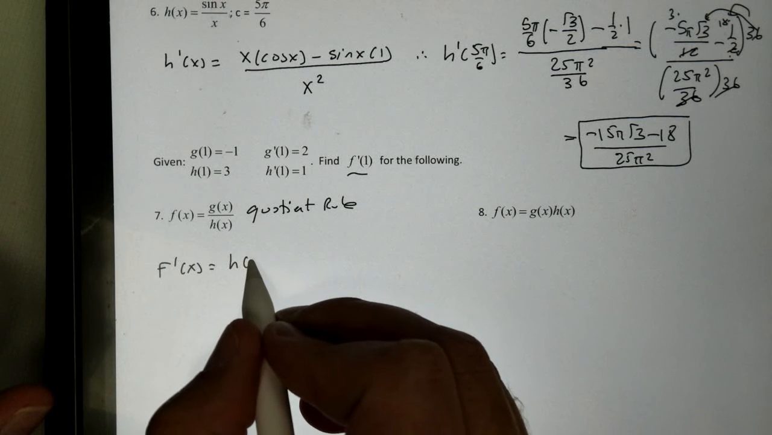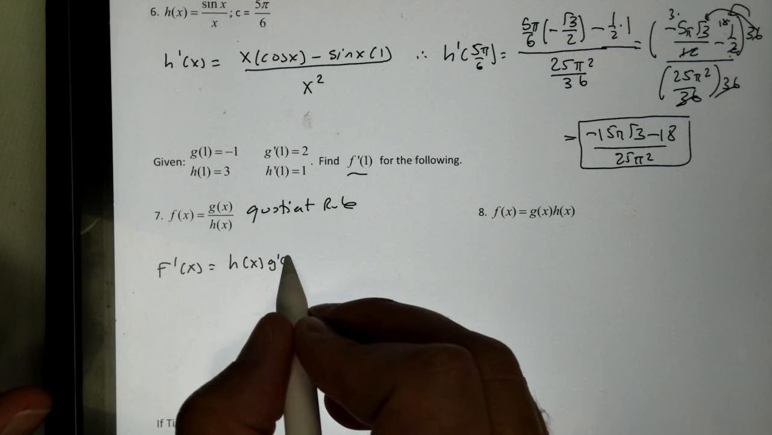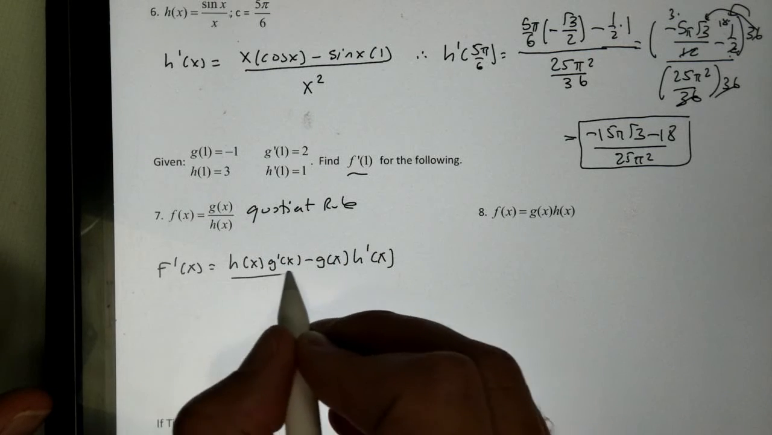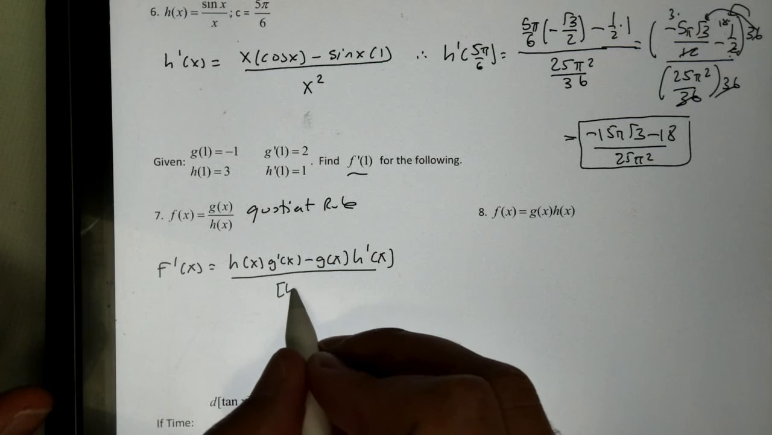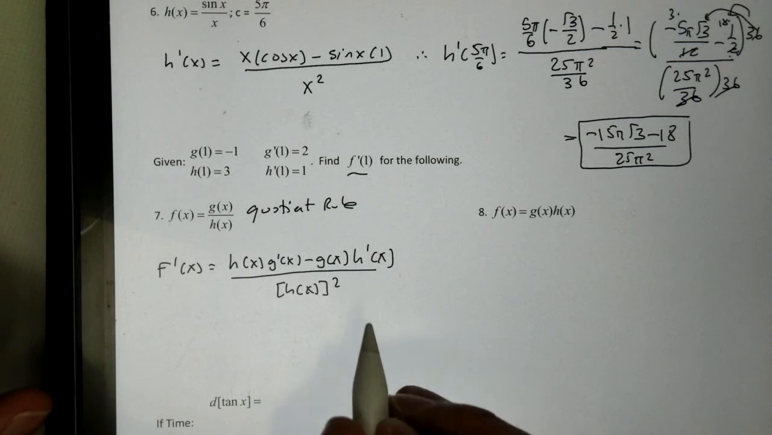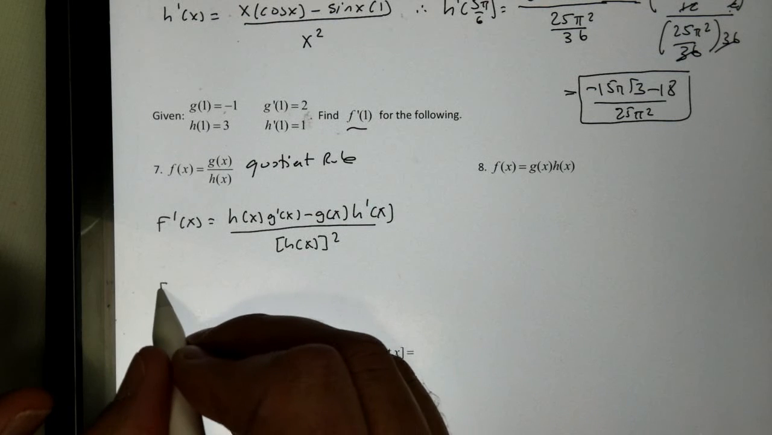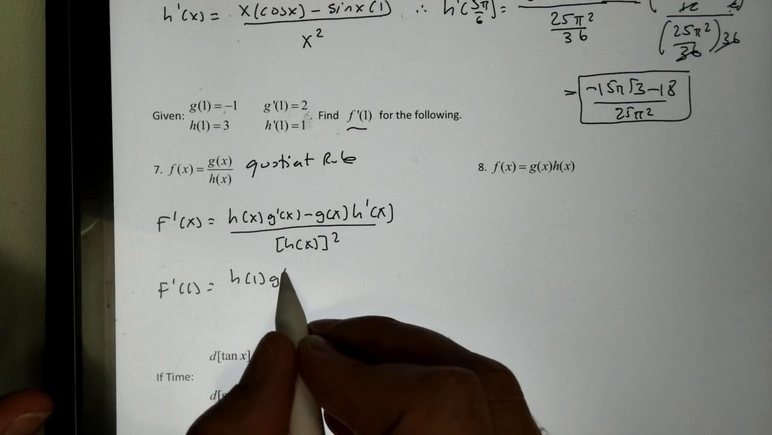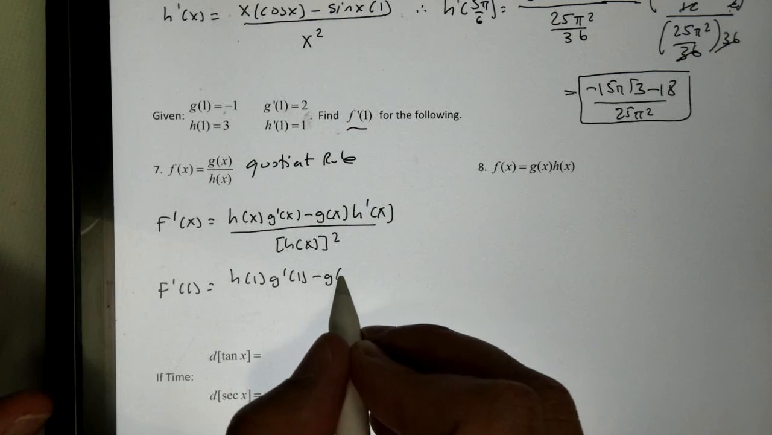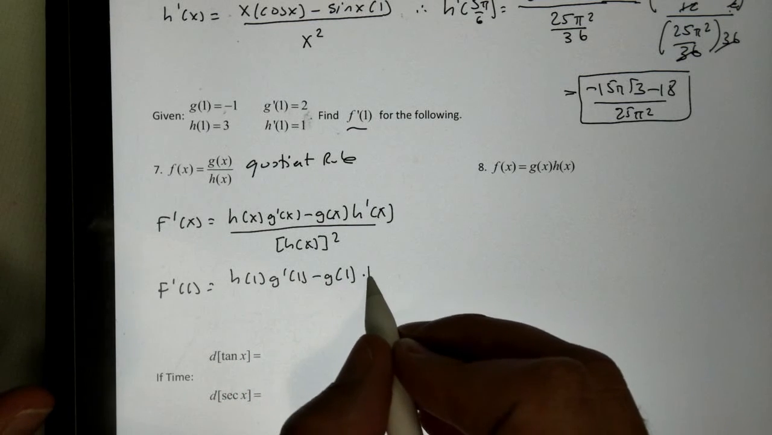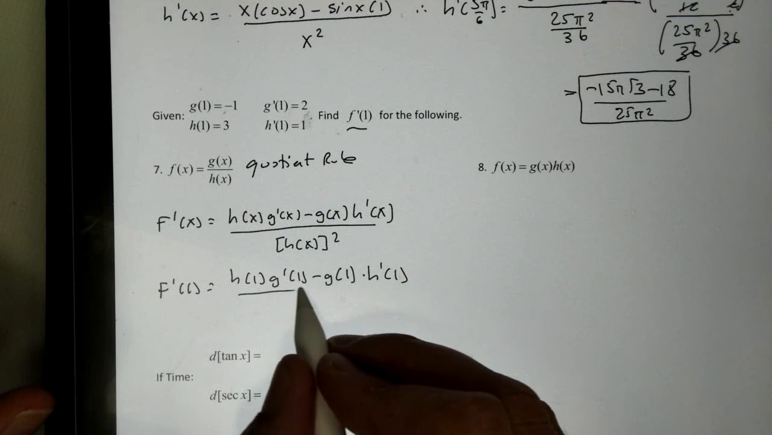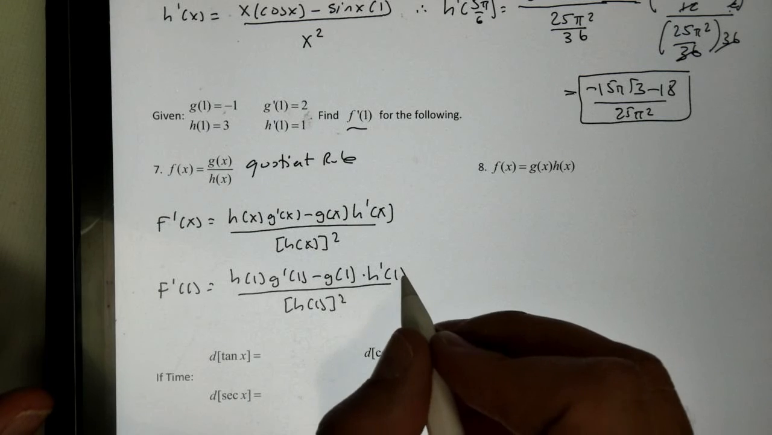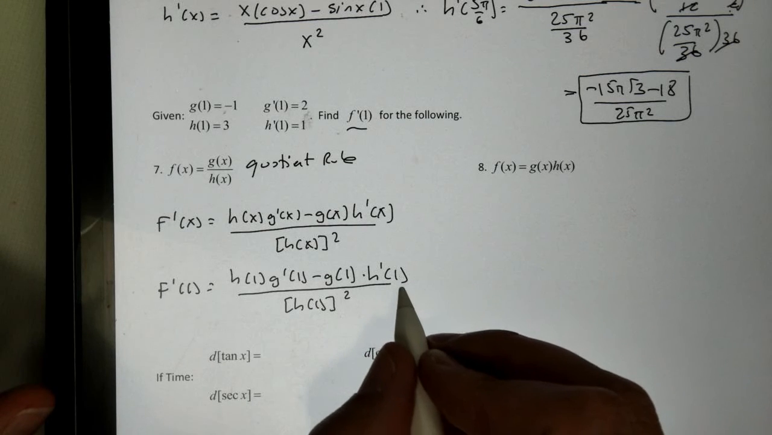Low d high minus high d low, all over the bottom squared. We're not done because now we got to plug in a 1. So we're going to get h of 1, g prime of 1, minus g of 1, h prime of 1, all over h of 1 squared. And I'm just going to plug these in. That's all we're going to do.